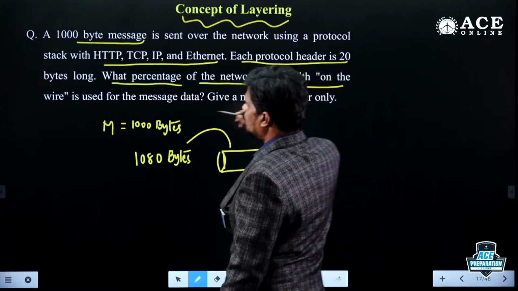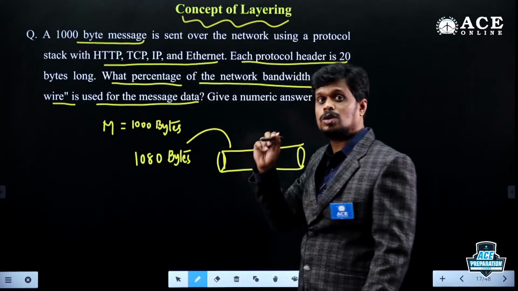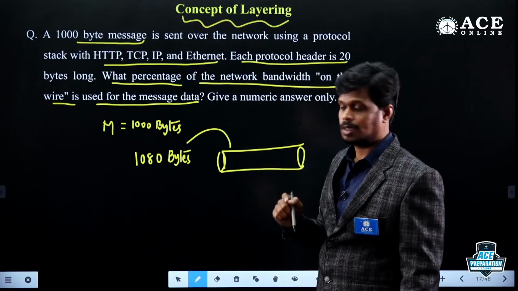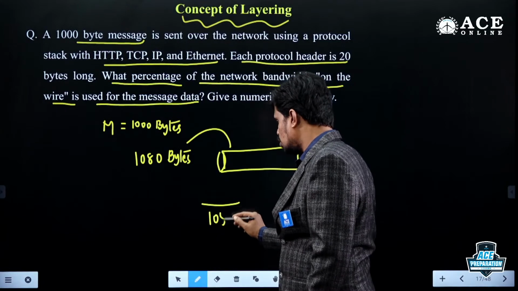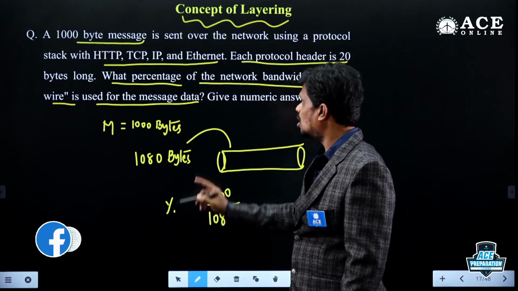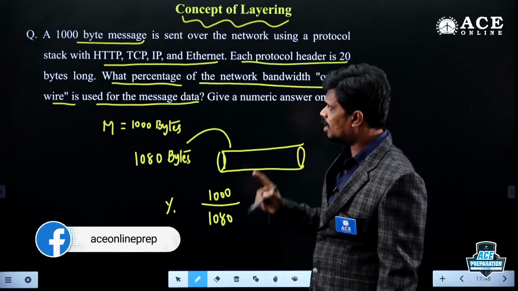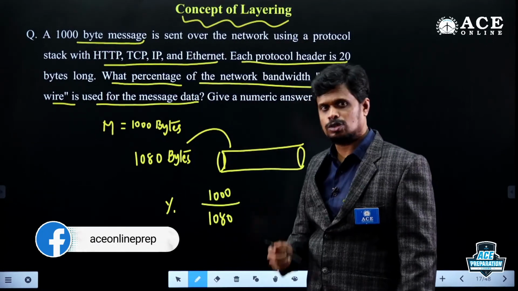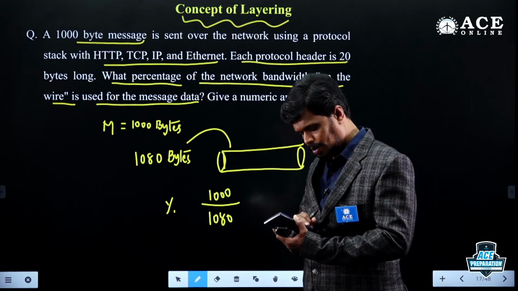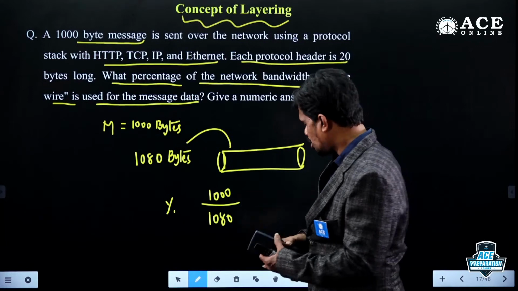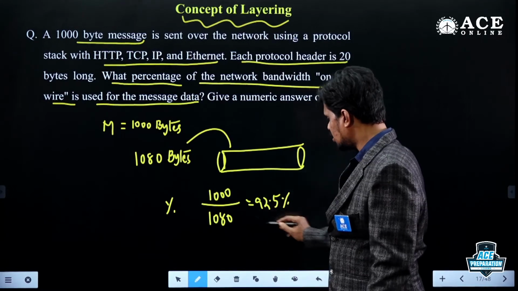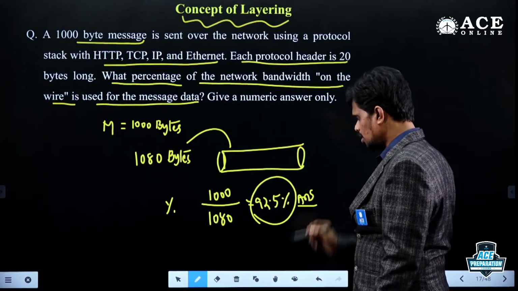What percentage of the network bandwidth on the wire is used for the message data? It is asking only for the message data. So message data in the sense, out of this 1080 total, what is the message you have? 1000 bytes. So the percentage of network bandwidth on the wire that is used for message data is 1000 by 1080. If you verify, 1000 by 1080 is 92.5 percent. So this is the answer for this question.